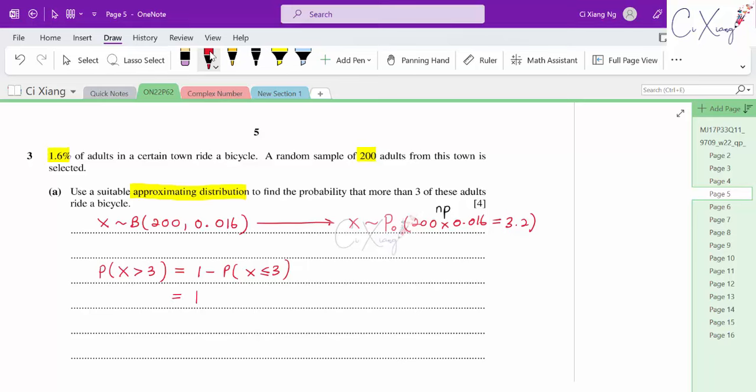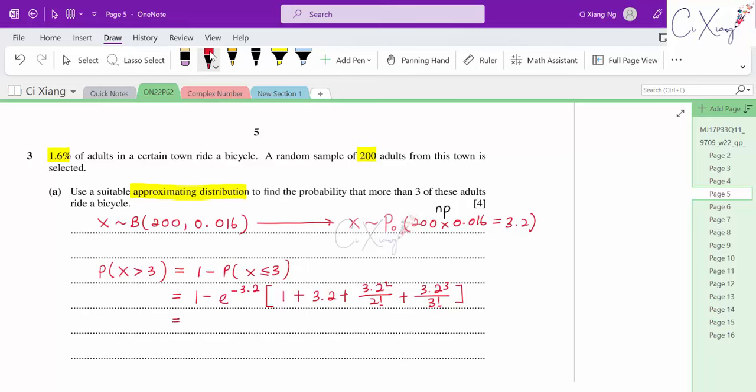Now you put the values into the formula for Poisson probability. So it will be e negative lambda, which means e to the negative 3.2. Our lambda is 3.2. When x equals 0, it is always 1 here. When x equals 1, it is the lambda, which is 3.2. When x equals 2, it will be 3.2 squared divided by 2 factorial. And when x equals 3, it should be 3.2 to the power 3 divided by 3 factorial.